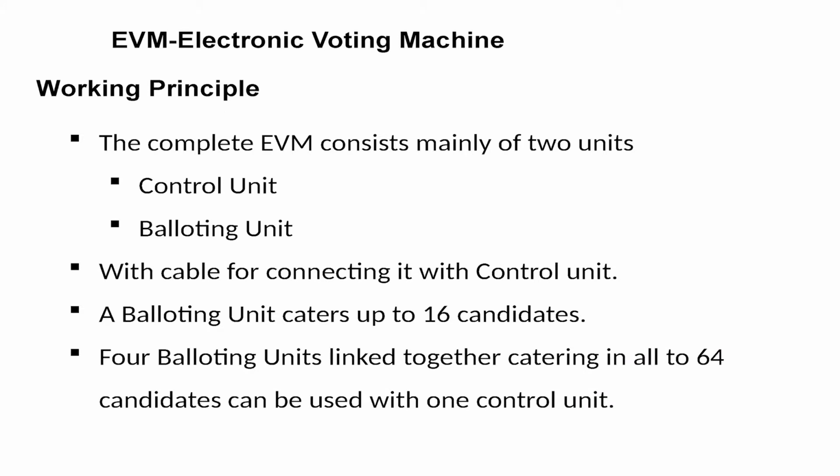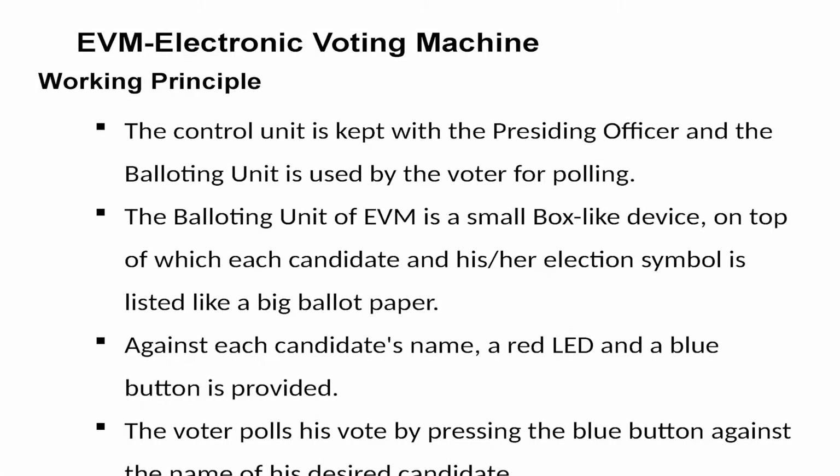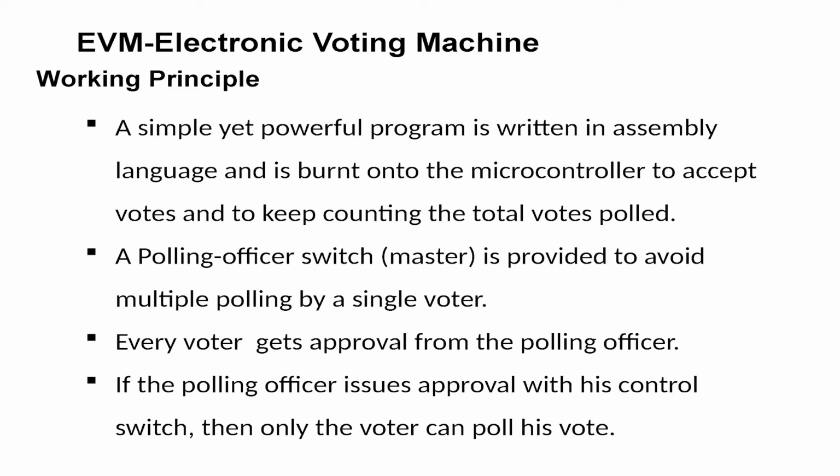Working principle. Now I will explain the working principle. The electronic voting machine consists of 2 units. One is the control unit, the second is the balloting unit. As I told you about the master switch, authority switch, start stop switch and candidate switches. If we categorize these switches, the balloting unit consists of those switches that are used by voters for voting, and the control unit consists of the start, stop, and authority switches.